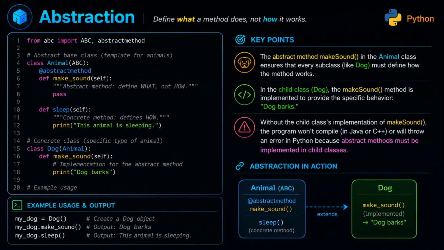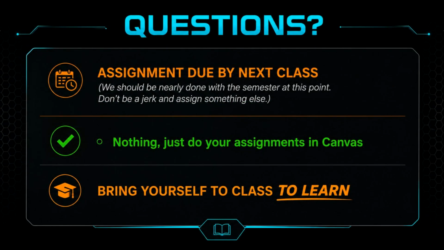And here's abstraction in Python. Animal inherits from ABC, and marks make_sound with the @abstractmethod decorator, giving it no implementation at all. Dog provides the actual implementation. Unlike Java or C++, which catch this at compile time, Python enforces it at runtime. Attempting to create an animal object directly, or a subclass missing the required implementation, raises an error the moment you try.